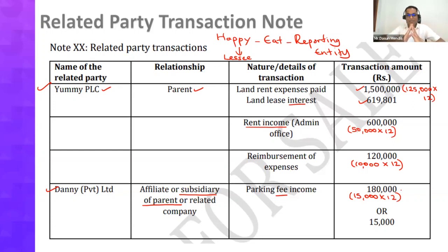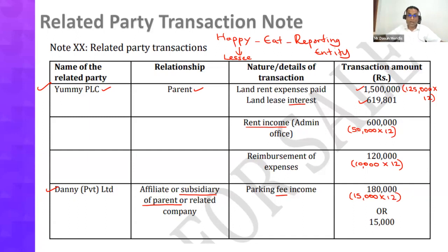Right? So in summary, what you need to disclose with regards to related party transactions is, first, you need to identify who the related parties to the reporting entity are. So in this question, there are two related parties: the parent company and the fellow subsidiary.